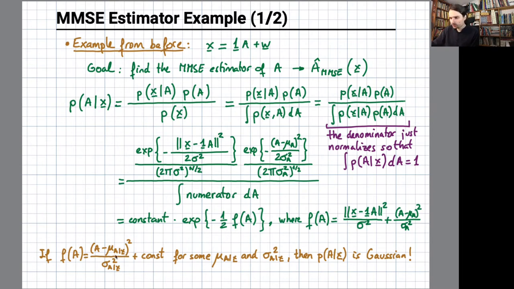So note that I chose this notation because the number that we put here will therefore be the mean of this posterior, and the number that we put here would be the variance, right?